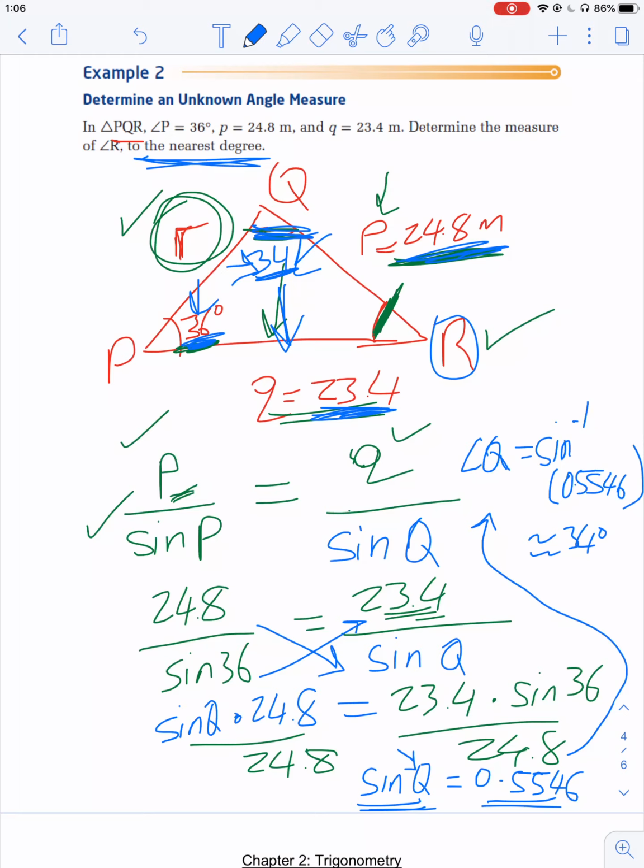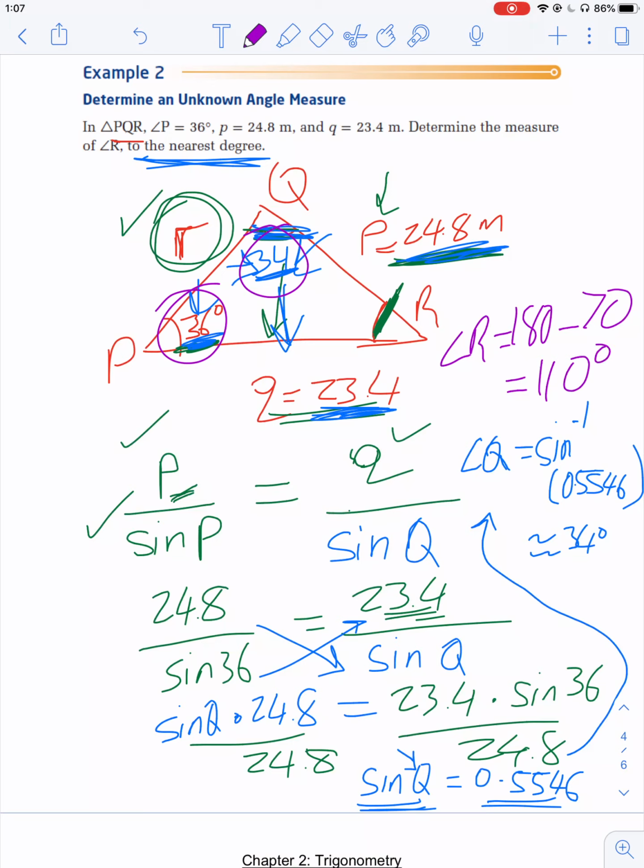Maybe let's erase this to make a little bit more space. I'm just going to move the R over. Let me use a different color now, let's say purple. So angle R will just equal 180 minus, let's add the two angles up, 36 plus 34. 36 plus 34 is 70. So this is 110 degrees. This is your final answer.